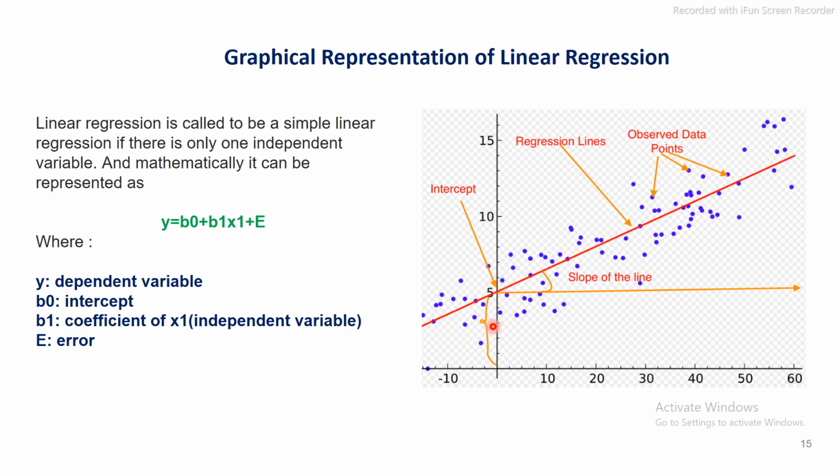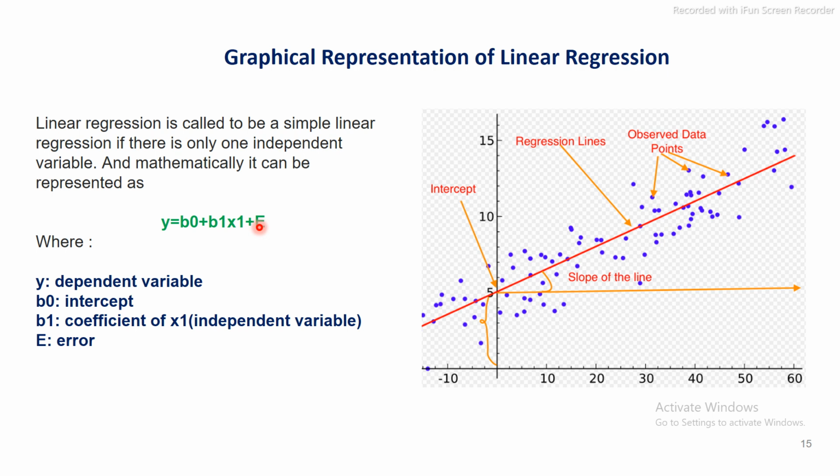b naught is the intercept here, and e is the error. So whenever you formulate any ML algorithm, there are always some errors associated with it. Not a single model will give you an R square value of 100%. There will be some errors. So that is the error term.